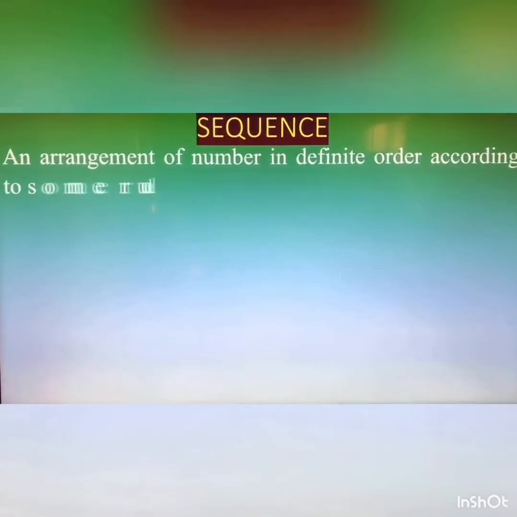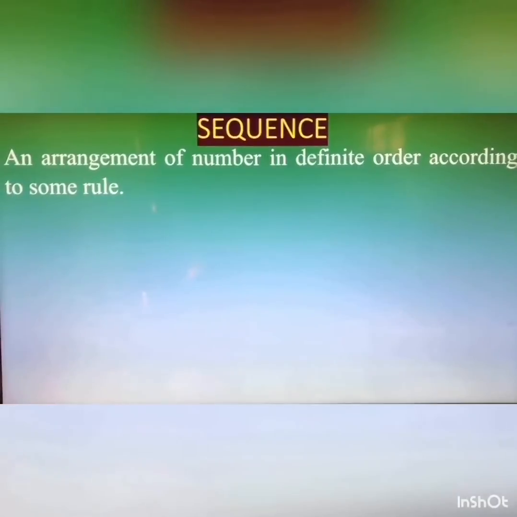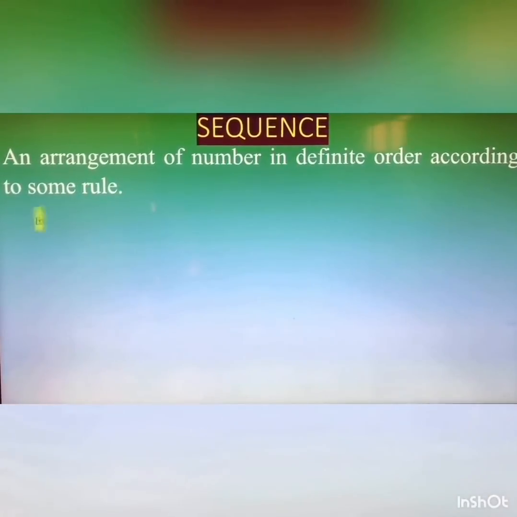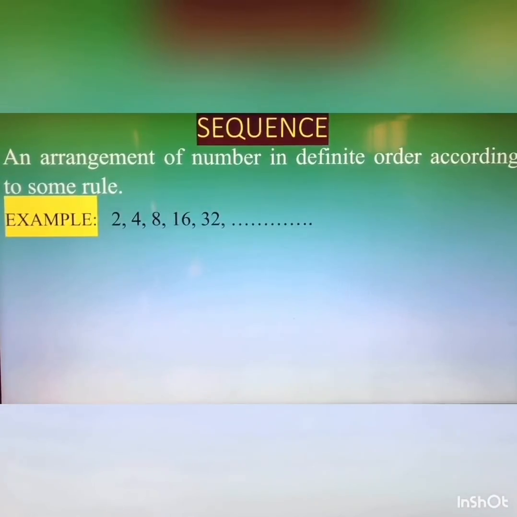An arrangement of numbers in definite order according to some rule is known as a sequence. For example, these are some numbers arranged with a rule: 2, 4, 8, 16 and 32, and every number is related with a rule, that is, the previous number is multiplied by 2. 2 twos are 4, 4 twos are 8, 8 twos are 16. So this type of arrangement of numbers is called a sequence.